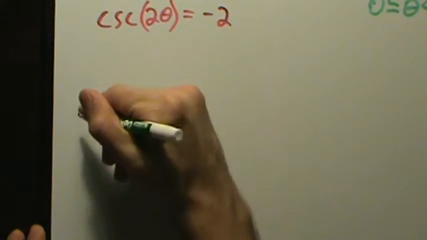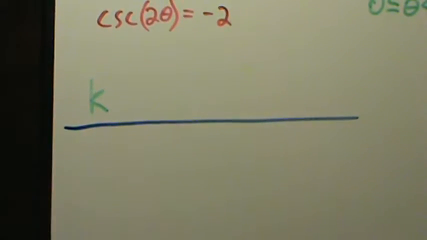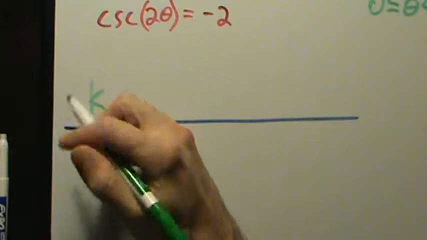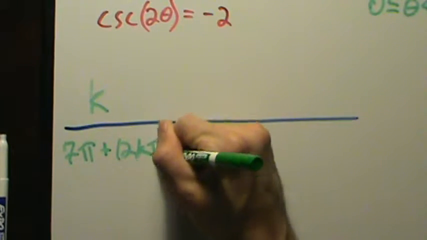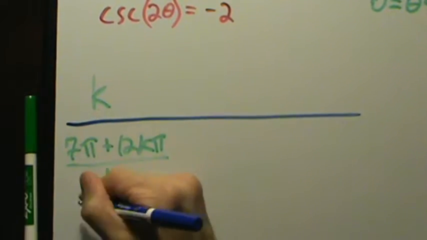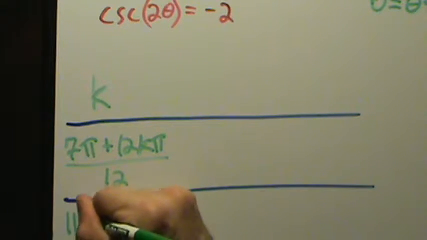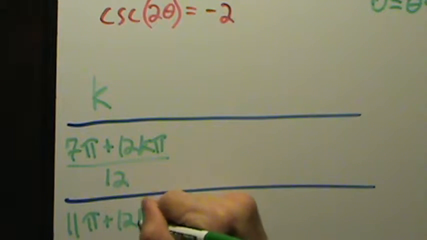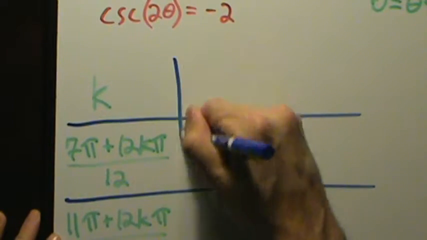So let's go ahead and set up our chart. So we're going to have k, and we have our first general solution, 7 pi plus 12k pi, all over 12. And then our second general solution, 11 pi plus 12k pi, all over 12. Okay, now we're just going to plug in the specific values of k. So let's start with k equals 0.